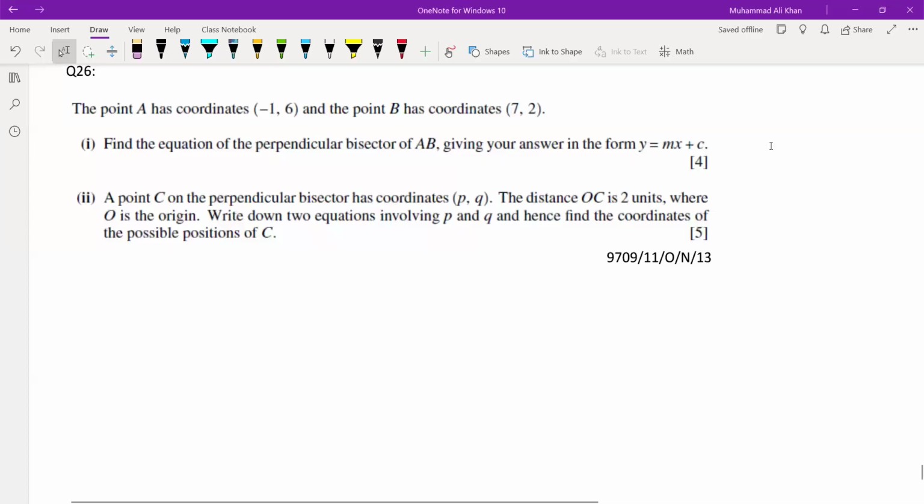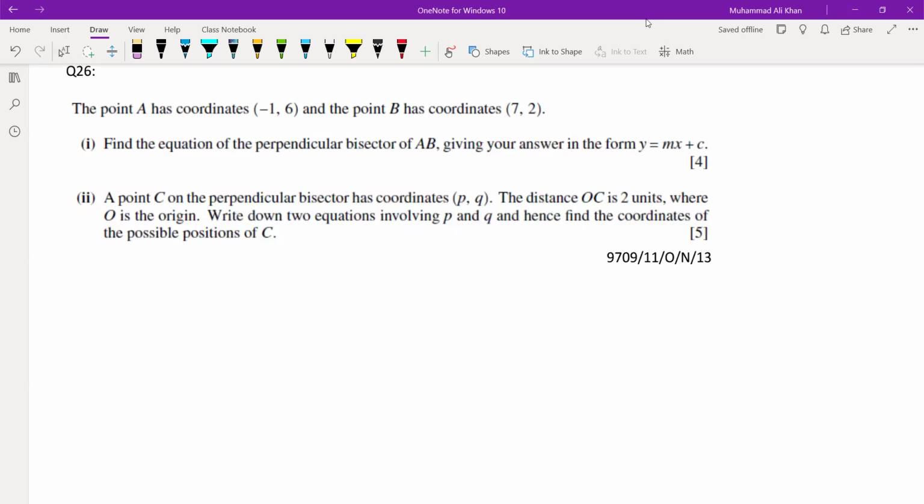Now, this is question number 26 from the past paper file of 2020. It is from the year 9709, November 13. And the question here is a question of 9 marks. Stop working. The point A has coordinate this, B has coordinate this.